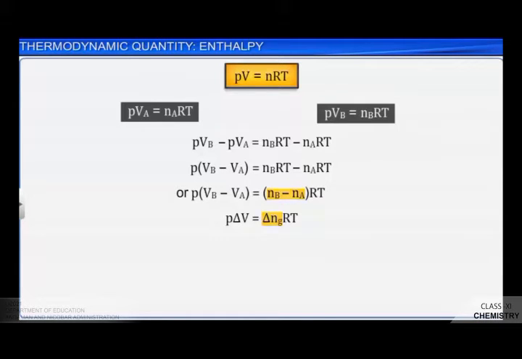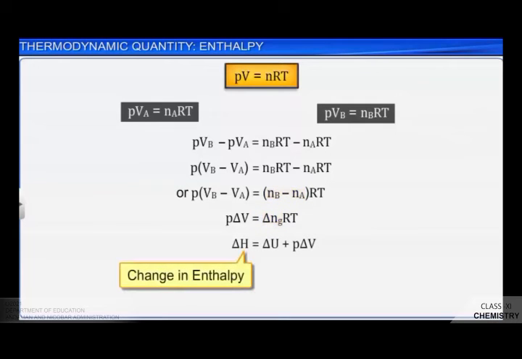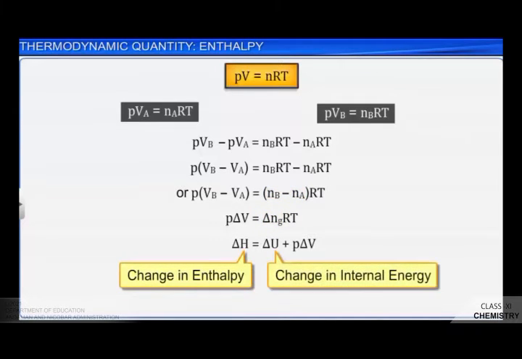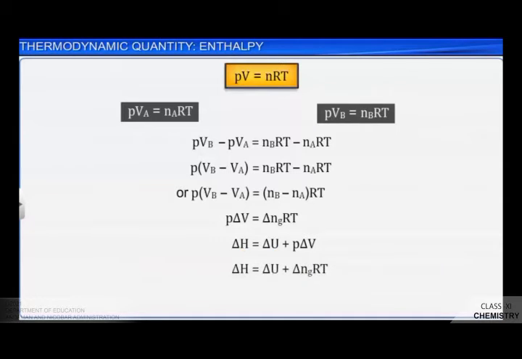We learnt that change in enthalpy, delta H, equals change in internal energy, delta U, plus the product of pressure P and change in volume, delta V. On substituting the values, we get change in enthalpy, delta H, equals change in internal energy, delta U, plus change in number of moles of gas, delta N, times RT. This relation helps us in calculating the change in enthalpy from change in internal energy and vice versa.